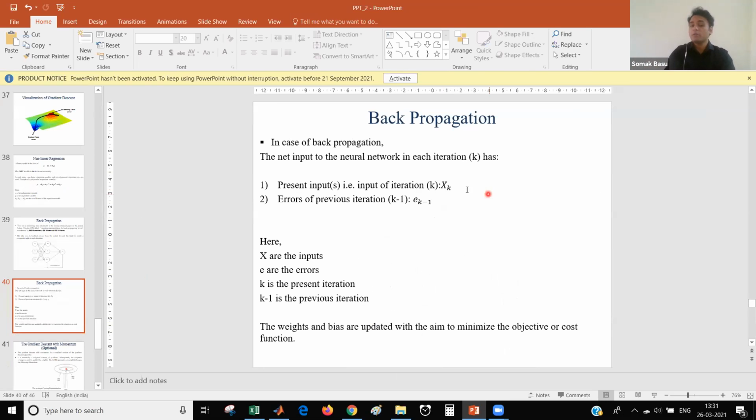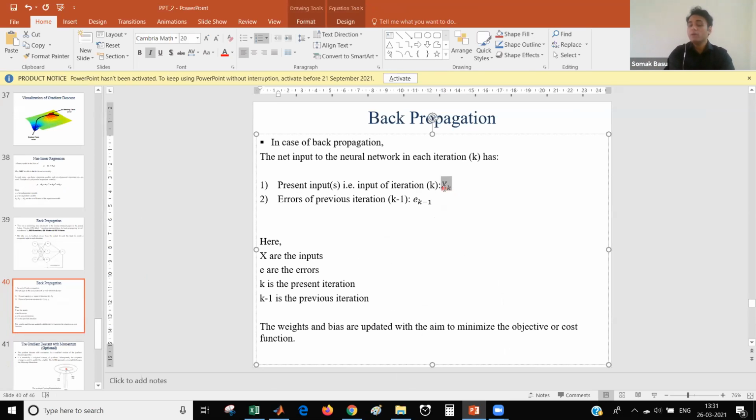Generally, in the backpropagation mode, what we do is, we feed the neural network with the present input. We also feed the neural network the past error. So for example, if I'm at iteration number k, I'll give the neural network the input of iteration number k. I'll also give it the previous error of iteration k minus 1. So the neural network has the inputs as well as the errors that it had made. Okay, this is the concept of backpropagation.